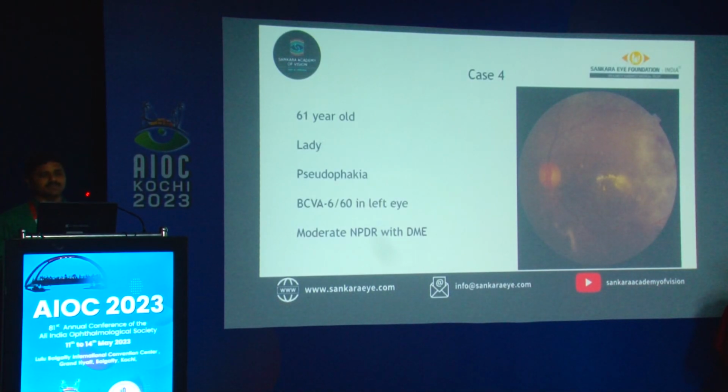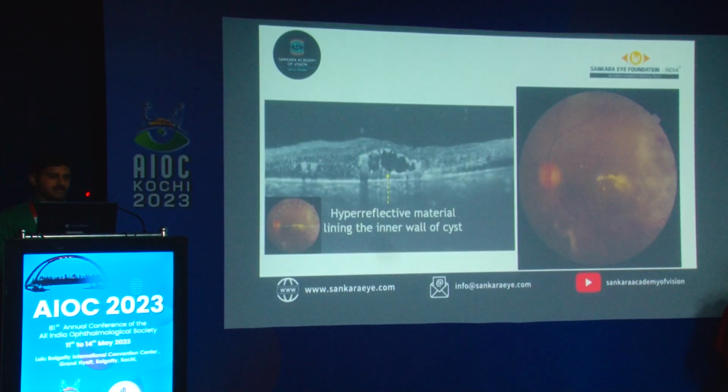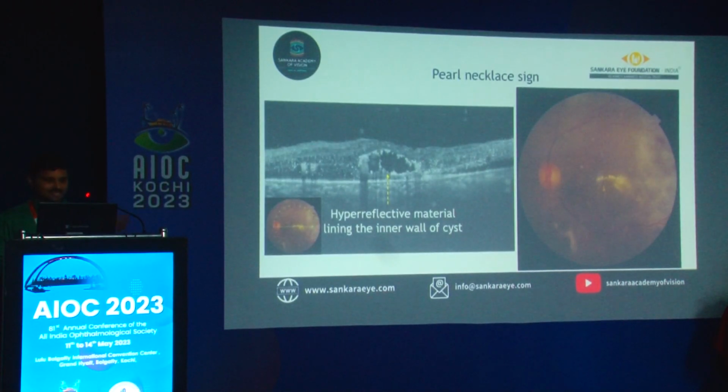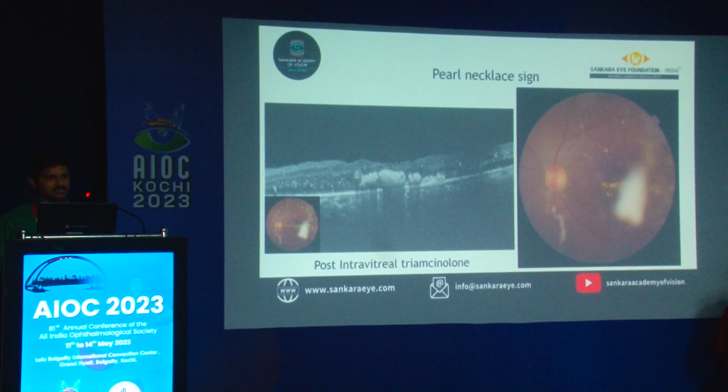Moving on to another case, a 61-year-old lady with moderate non-proliferative diabetic retinopathy with DME and a vision of 6/60. Here we can see that at the fovea there was a cystoid space with hyperreflective material lining the inner wall of the cyst. This is termed the pearl necklace sign. This is not an acronym. This is the only entity which is not an acronym in this presentation, but Dr. Divyansh asked me to include this, so I have included it. Post injection with triamcinolone in this case, we could see precipitation and aggregation of the hard exudates at the center.